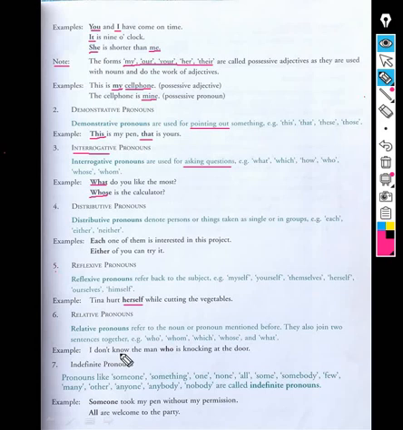For example, I don't know the man. The man is a noun that has been mentioned before, and who is referring to this man, right? Who is relating the information that is coming after it with that man. I don't know the man who is knocking at the door. So who is here a relative pronoun.